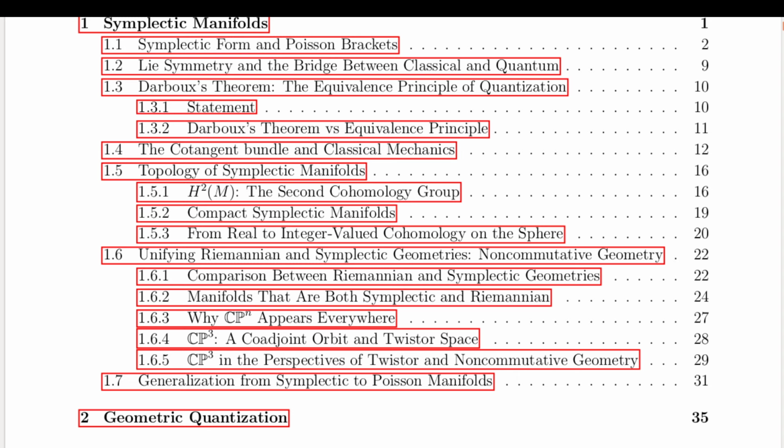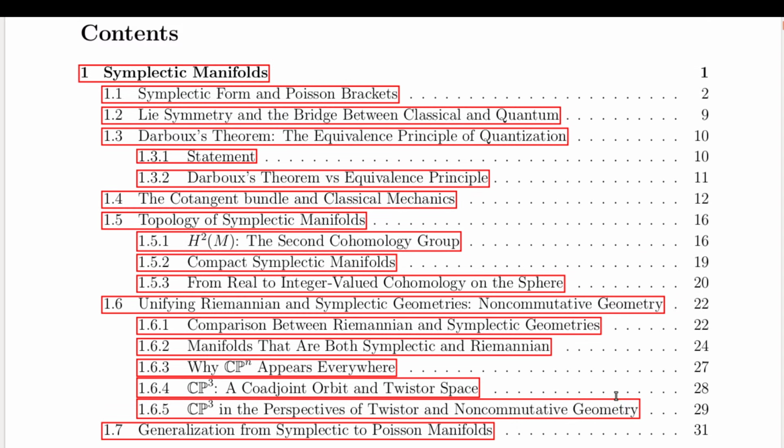Thank you for joining us on this journey through the fascinating world of symplectic geometry. From understanding the symplectic form and Poisson brackets to exploring the Lie algebra of symmetries and the foundational role of Darboux's theorem, we've seen how these concepts bridge classical mechanics and quantum theory. The cotangent bundle, with its elegant symplectic structure, highlights the universality of this framework, while the connections to advanced topics like quantization and non-commutative geometry hint at the vast potential of symplectic geometry in modern physics and mathematics.